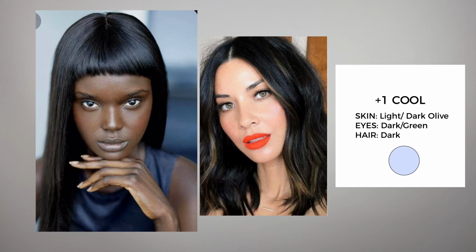+1 cool skin undertone category are those with darker hair, maybe sometimes olive skin tone, can be ash blue skin tone. These people have dark eyes, and usually they get tan, but sometimes they can be burned in the sunlight.